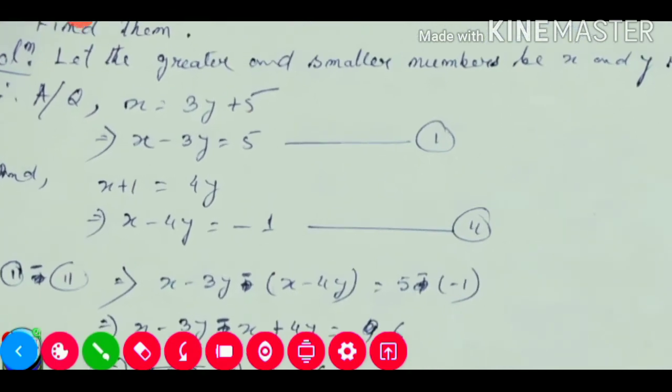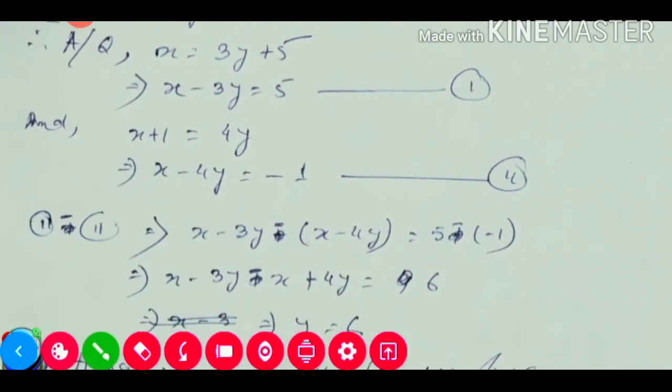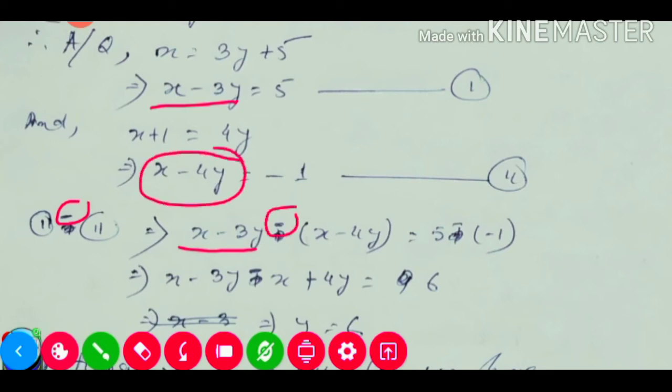Now from equation number 1 and equation number 2, we see x is equal, and both have the same sign, that means minus. So equation number 1, left hand side is x minus 3y. So x minus 3y, minus sign, so here minus, then in bracket x minus 4y is equal to 5 minus, in bracket, this right hand side one, minus 1, because we are doing equation number 1 minus equation number 2.